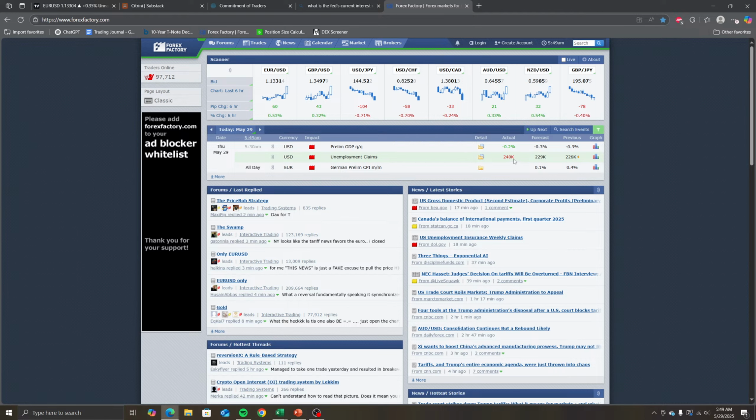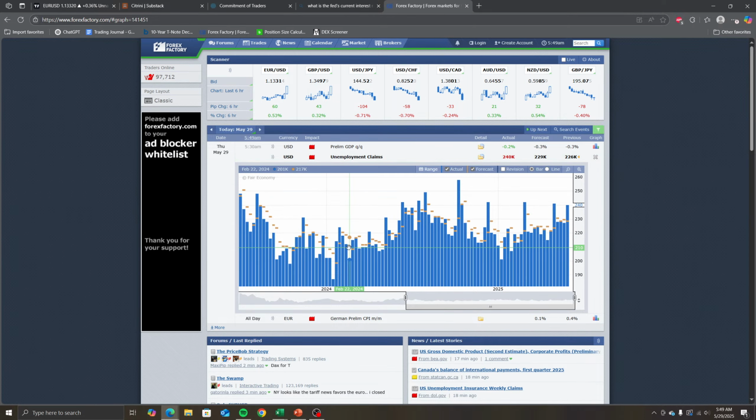Oh geez, unemployment claims came up. $240,000 unemployment claims when they forecasted 229. That's 11,000 compared to previously when they were only off by 3,000. 11,000 is quite a lot. They usually have been on point recently.